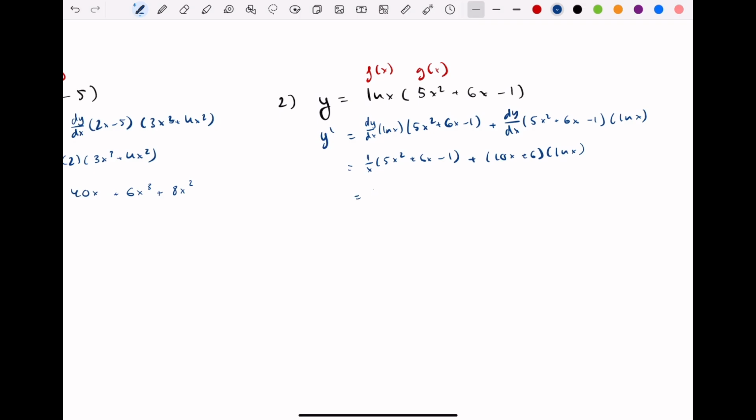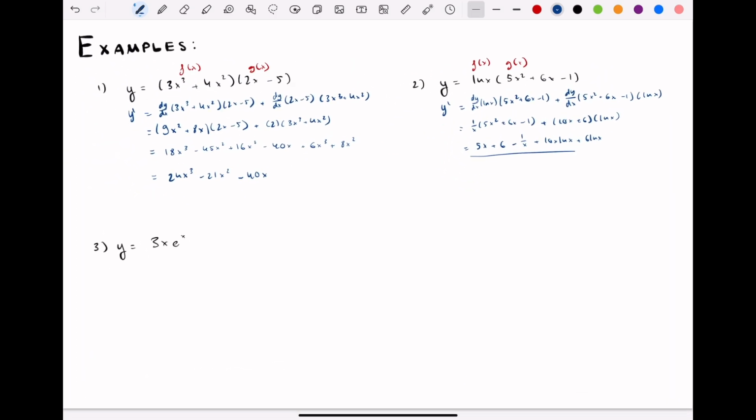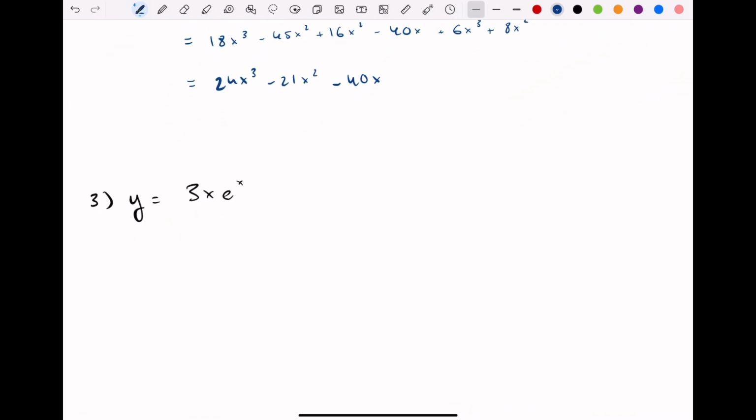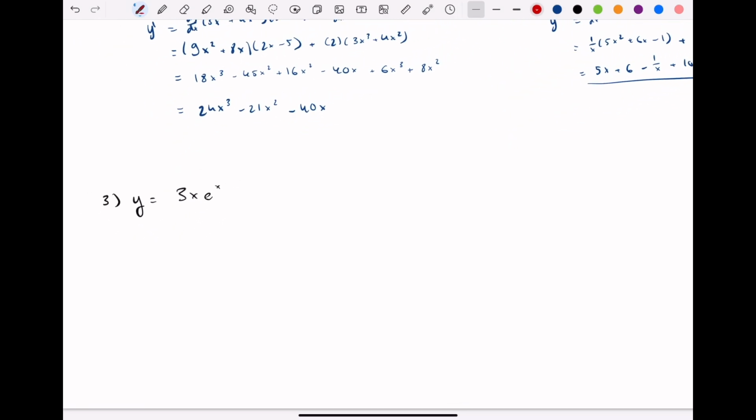So if we simplify this, we're going to get 5x plus 6 minus 1 over x plus 10x ln x plus 6 ln x. And this right here is our final derivative. Right, so let's move on to the last and final example to solidify this in our understanding.